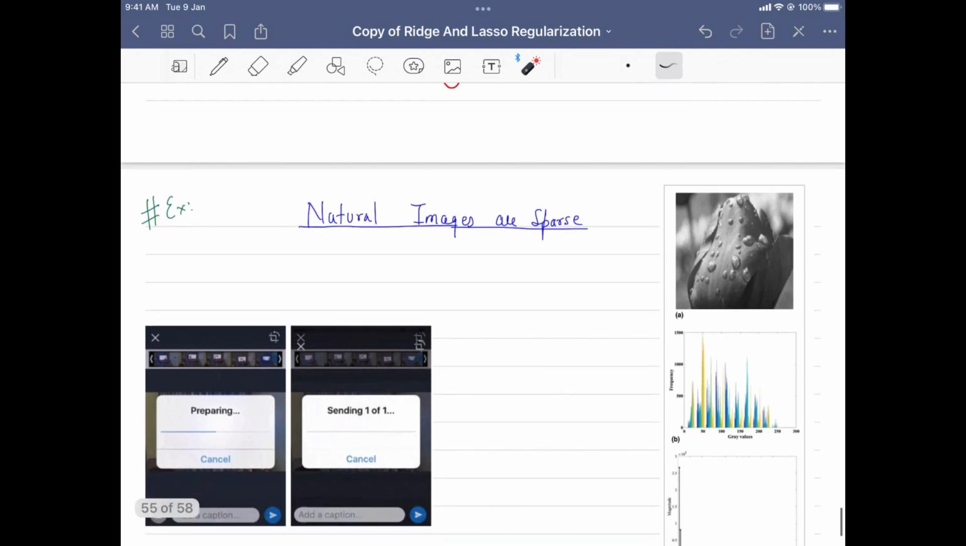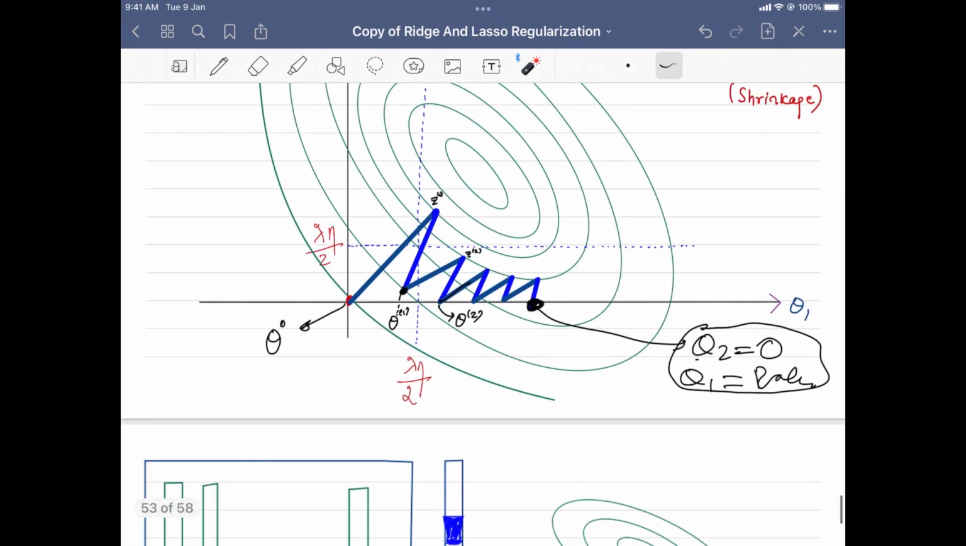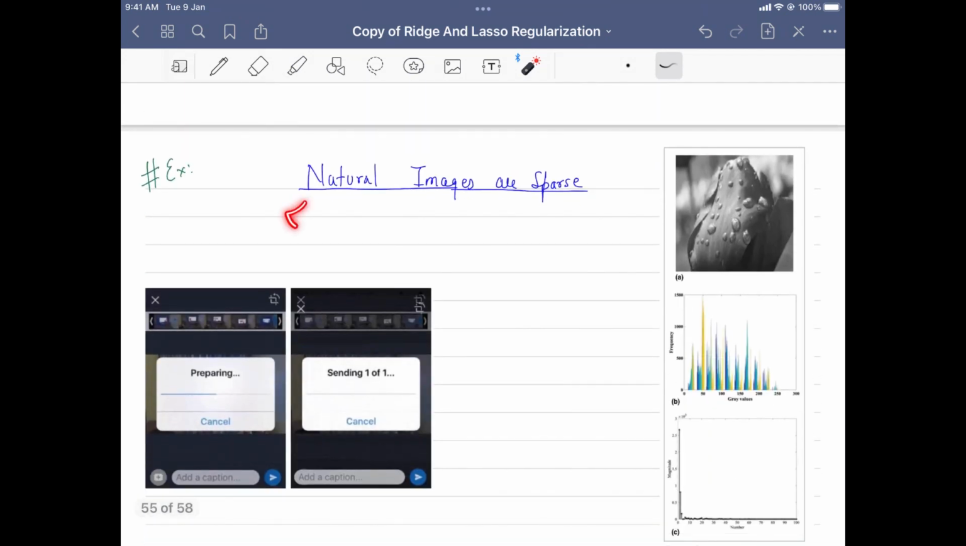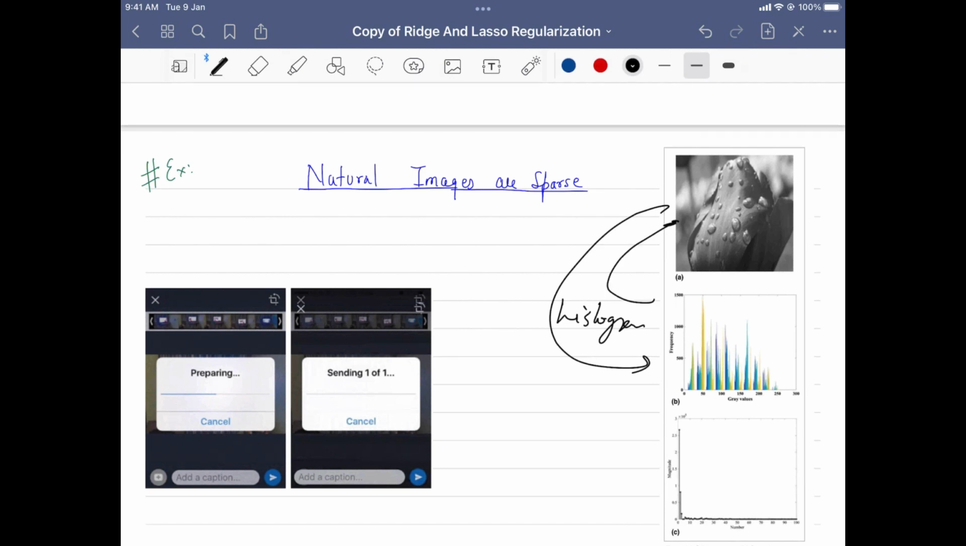Okay, so now just two applications to show that this thing is really helpful for us. The first application is that most of the images that you have in real life are actually sparse. So how can we show that? If you take this image, let us say, or you can take any of the images whatever you wish, and plot the histogram of this image, then this histogram will look like this. If you do not know histogram, you can look into the image processing books.